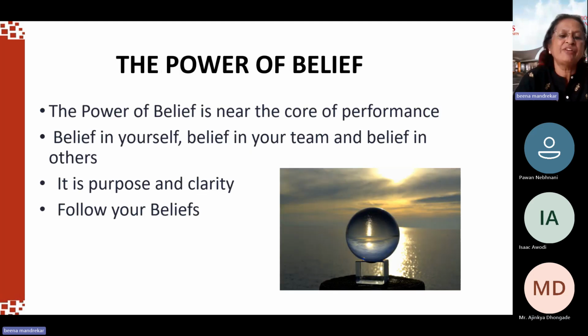Belief in yourself, belief in your team, and belief in others. It is purpose and clarity. Follow your beliefs. Whatever you do, like I told you, when you're selling an item, believe in it first. Convince yourself. If you are convinced of the item, you can sell it to any Tom, Dick, and Harry, to anyone. You have to believe in it yourself. Okay?